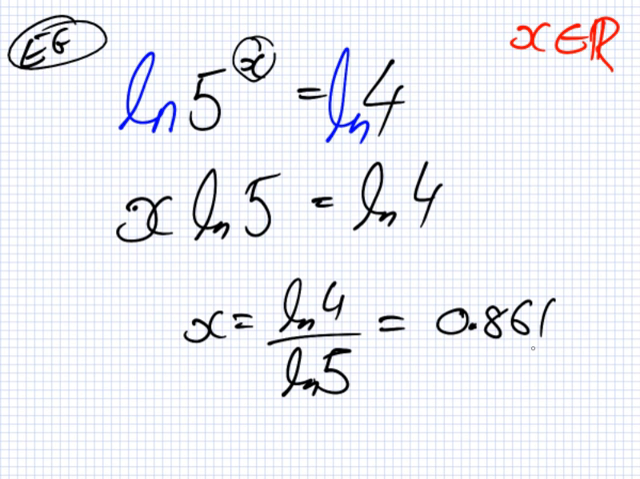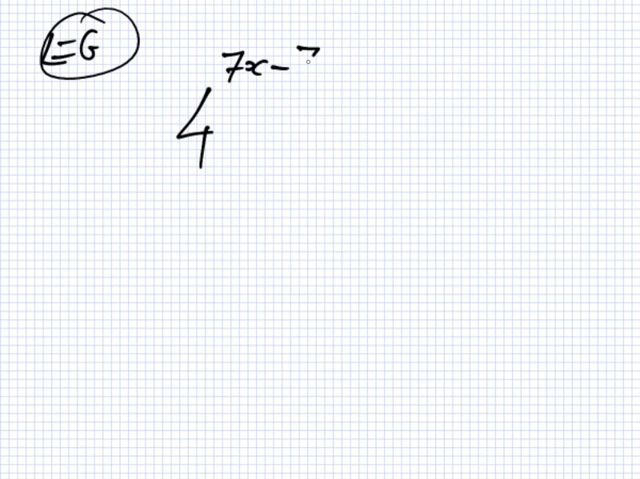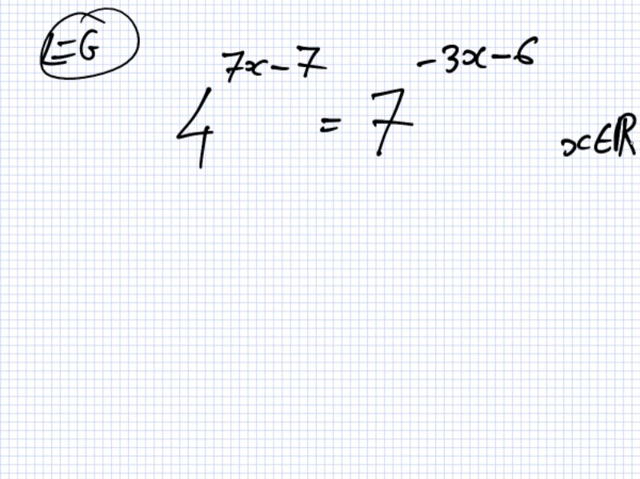Let's do one that's like this, but a bit more difficult. Okay, so for example, 4 to the power 7x minus 7 equals 7 to the power minus 3x minus 6. And again, x could be any real number. So I'll just say these ones are pretty common in the final exam. The last two were too easy. This is like the first exam difficulty question we have.